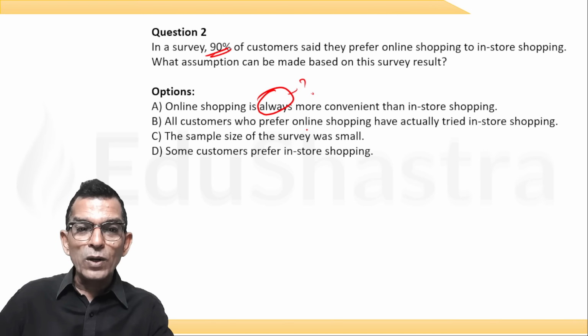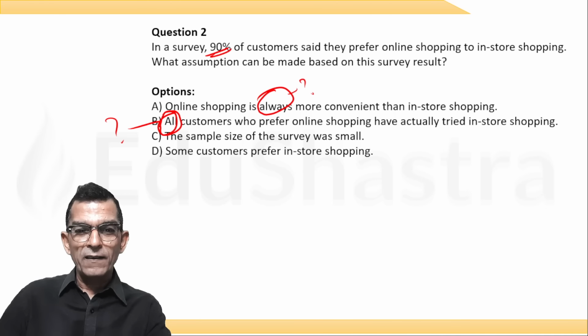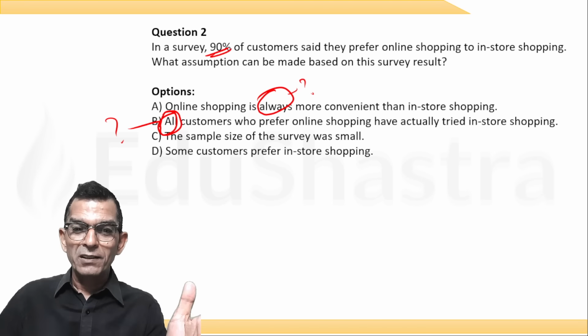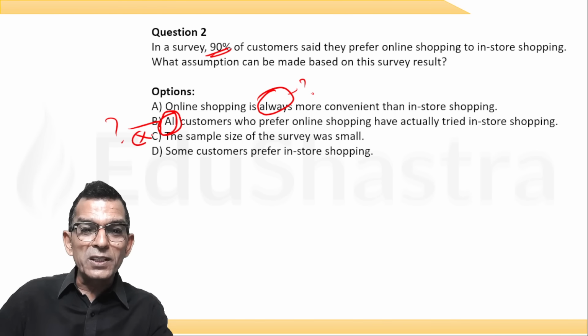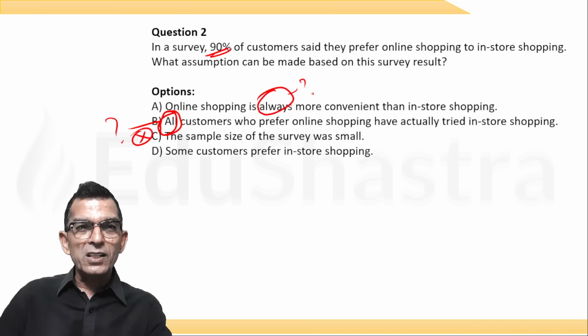Now the second one, all customers. Again, can this be justified? Can this be justified? No. So the third is certainly not the answer. So which one is the correct answer? Fourth. Get my point.